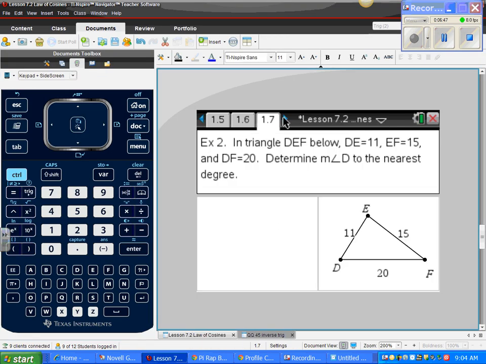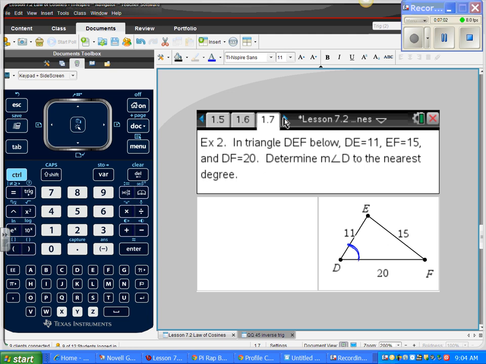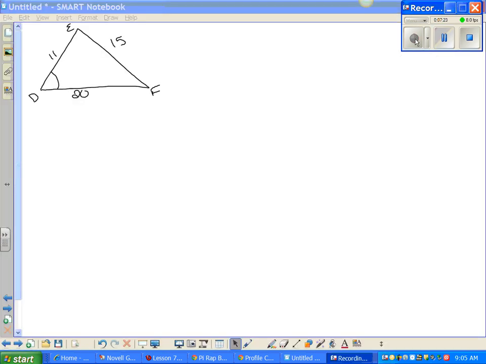Okay. So in triangle DEF below, DE is 11, EF is 15, and DF is 20. Determine the measure of angle D to the nearest degree. So here's what I'm looking for. Right, I'm looking for angle D to the nearest degree. Okay, so I've got three sides, I'm looking for the angle. So I've got my law of cosines.